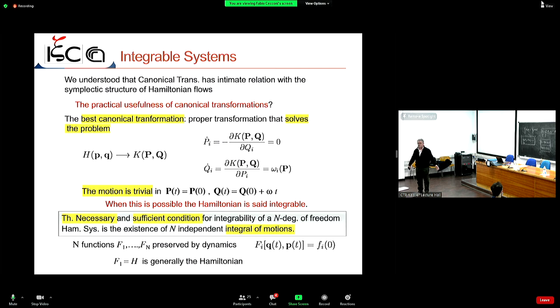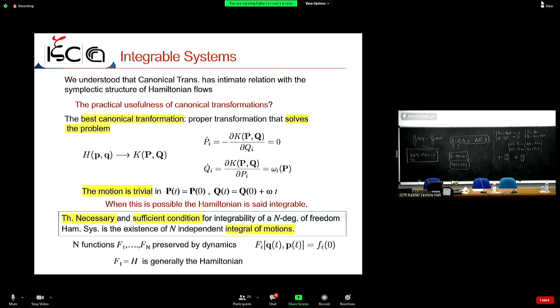Linear, because it's very simple. It's the simplest curve that you can have, for example. The straight line is the simplest, so it's very easy to solve. So the difficulty is in coming back to the original coordinates. Okay.